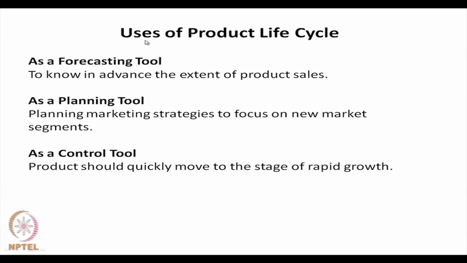Product life cycles can be used in three ways: as a forecasting tool, as a planning tool, as a control tool. As a forecasting tool, it helps to know in advance the extent of product sales. As a planning tool, it helps to plan marketing strategies to focus on new market segments. As a control tool, it helps to quickly move to the stage of rapid growth from introduction.